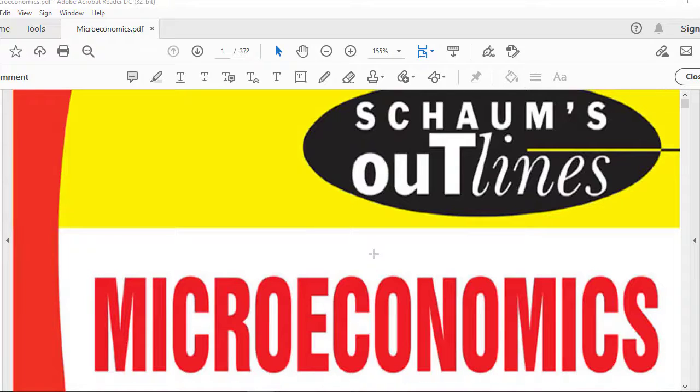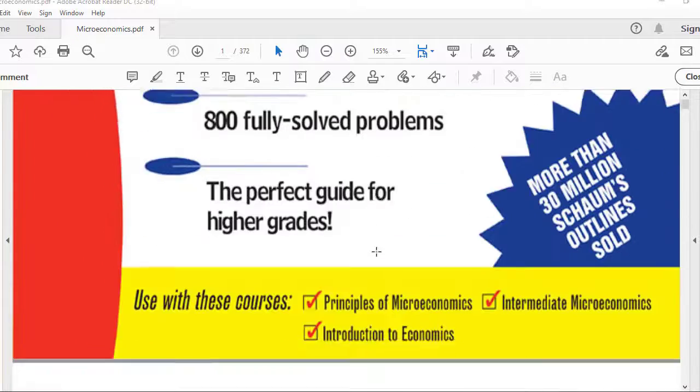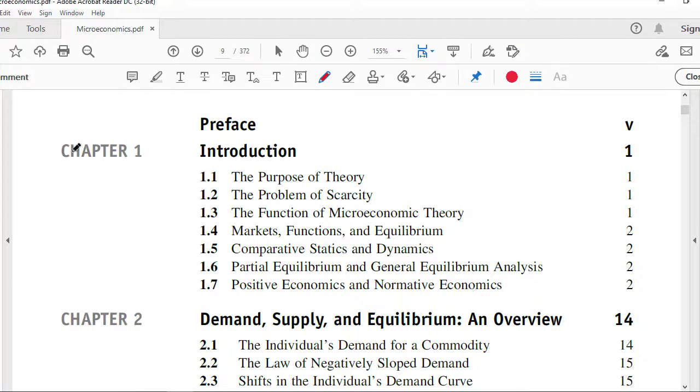So let us start with discussing what to skip and what to read in this book and which portion is important for the NET JRF Economics exam. So let us start. First of all, chapter 1 is not important from the exam point of view, so you can completely skip this chapter.